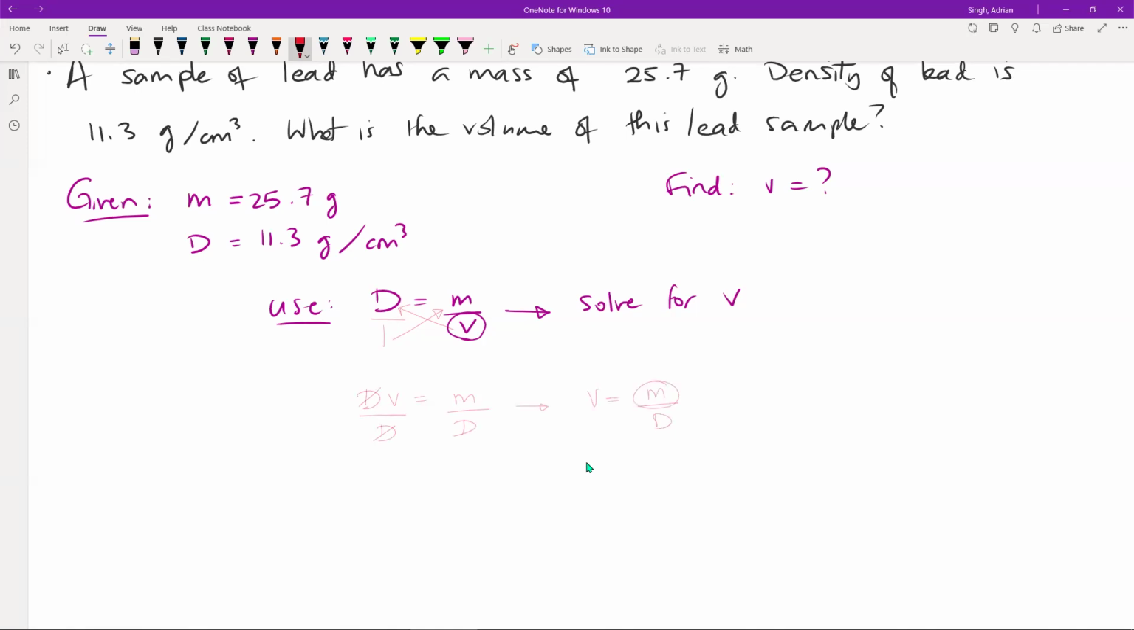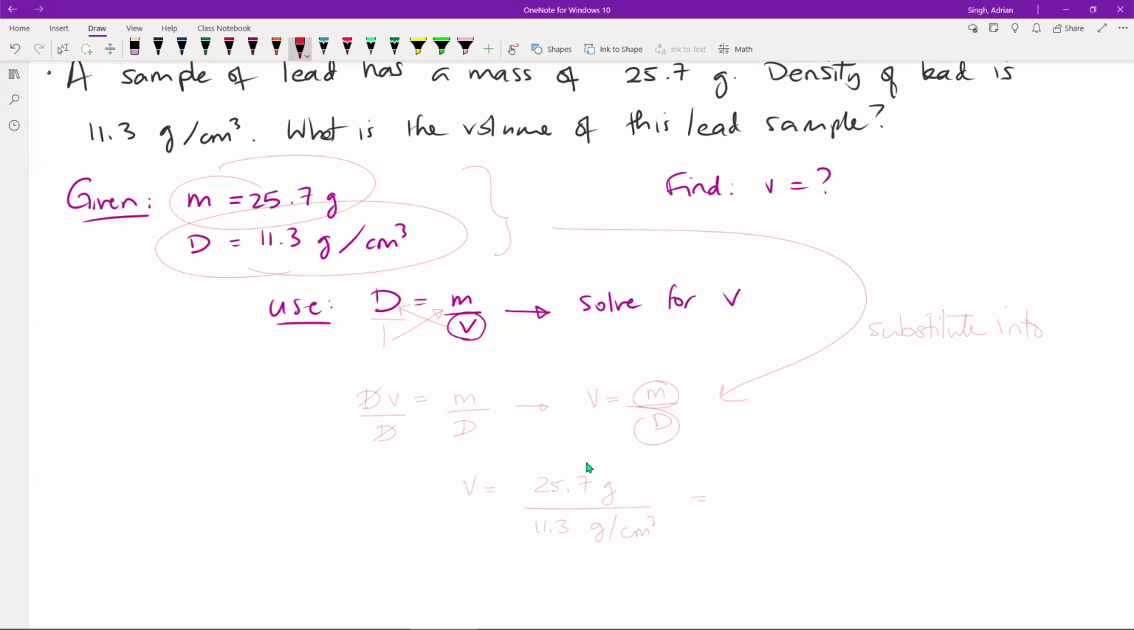And I know what the mass is, I know what the density is, I can substitute these into an equation to solve for V. So V then is equal to the mass, 25.7 grams, divided by 11.3 grams per cubic centimeter. Okay, stick that in your calculator. You want to follow your sig fig rule. So we got 3 sig figs in the numerator, 3 in the denominator. So we should have 3 sig figs in the answer.